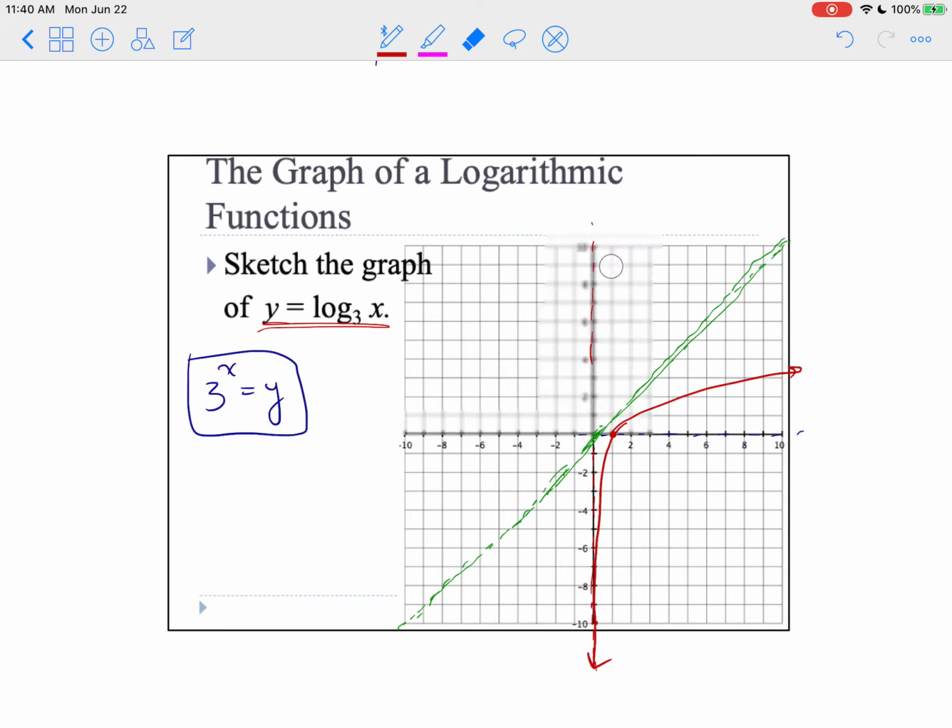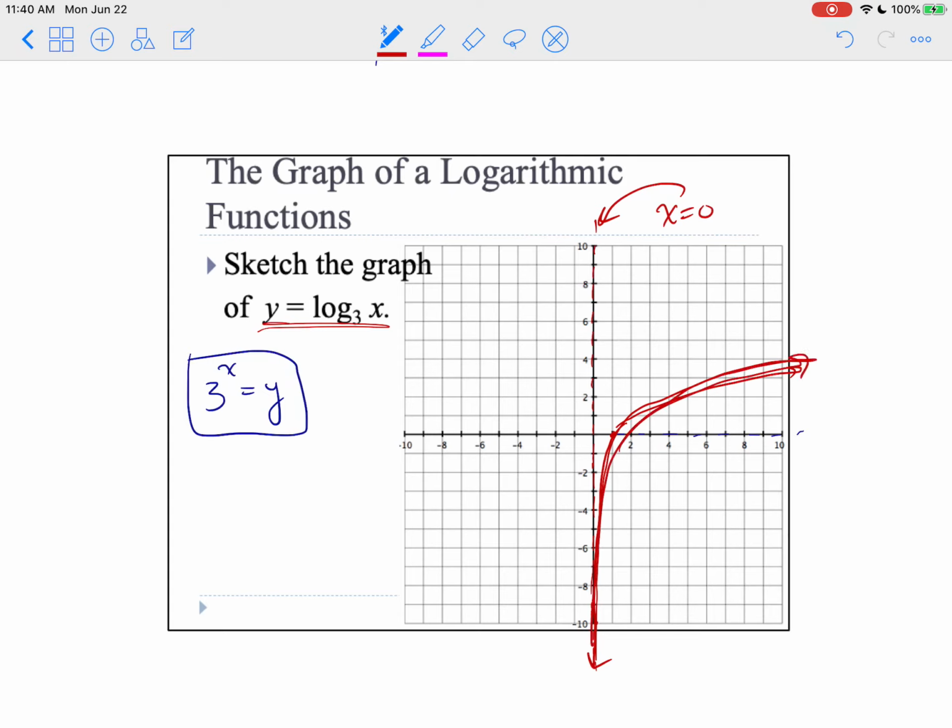So I'm going to erase the rest of this. This is what my logarithmic function looks like. If you want to draw in the vertical asymptote, you can. There's a vertical asymptote at x equals 0 instead of a horizontal one at y equals 0. And you can see it still has that exponential shape, except now it's sort of flipped over that line, y equals x.